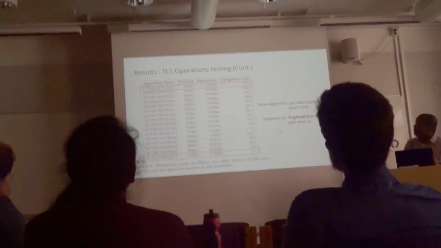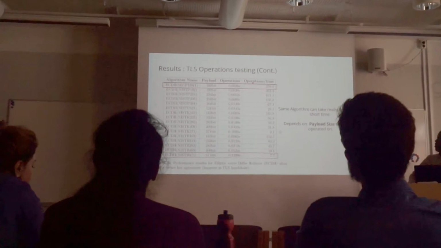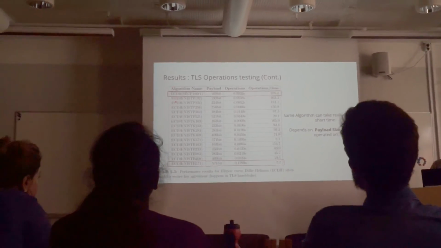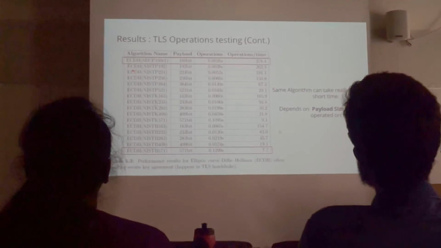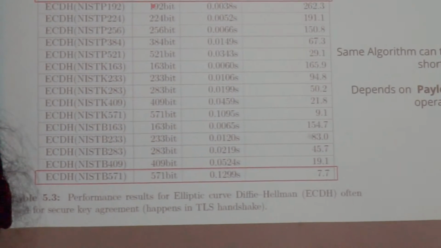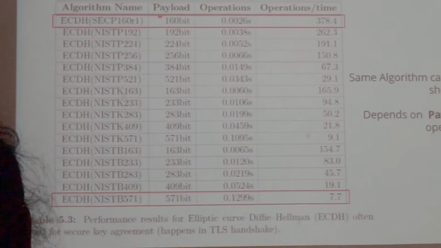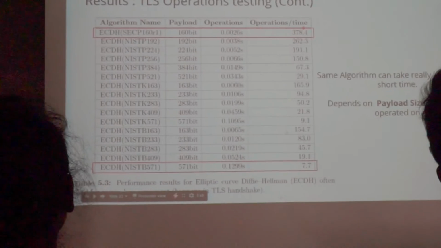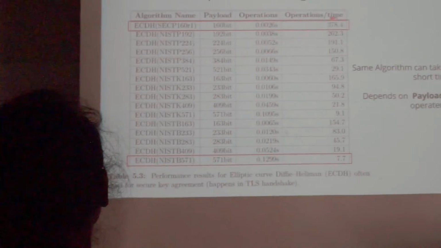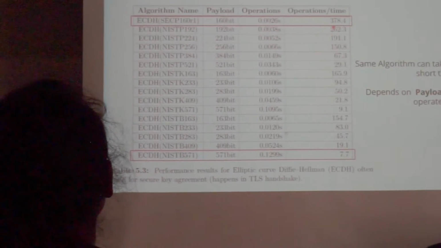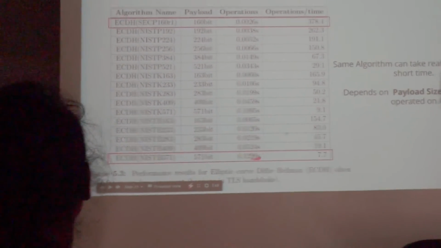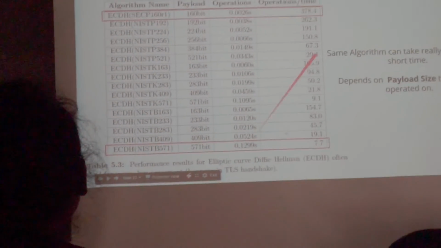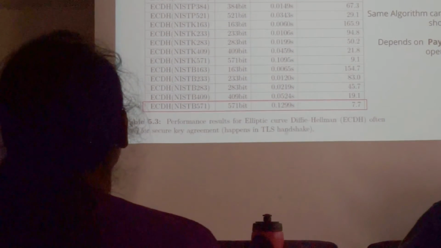Also, I came to realize that the payload size is one of the factors which can make an algorithm take so much longer. For example, here I was using elliptic curve Diffie-Hellman. The only thing I was changing was the payload size, starting with 160 bit, and for this one, you can see that the operations per time, this one took more operations because it was much faster as compared to this one. Or you can easily see it here. It took almost 130 milliseconds to finish, while the first one was only like 2 milliseconds.